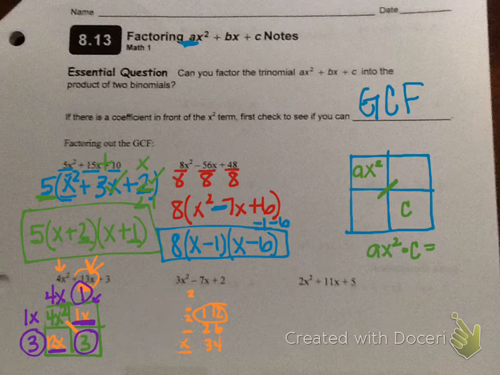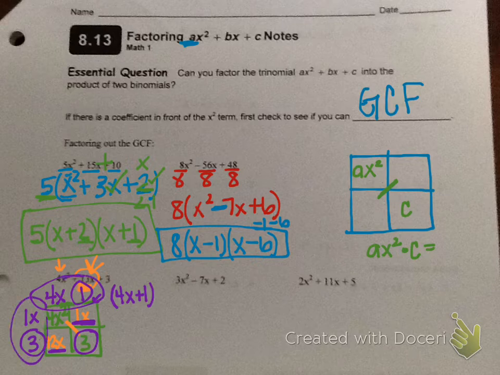And when I go to write my answers, I write my answer as 4x plus 1. So that was this part. And then this part times x plus 3. Notice I wrote x plus 3 instead of 1x plus 3. It's not wrong if you write 1x plus 3.